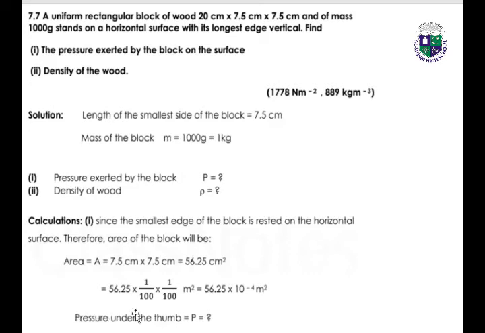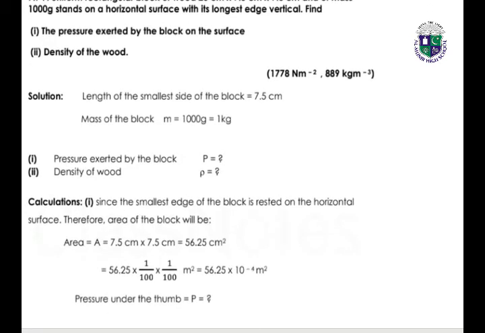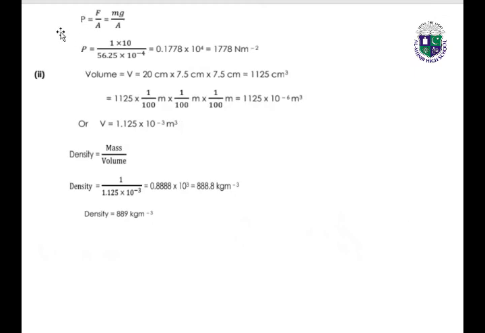To find the pressure, we will take the same formula, force over area. Here force is equal to mass into gravity. So by calculating all the given values we will get the pressure. To find the density we will take this formula of density, mass over volume. By calculating all the given values in this formula we will get the density, which is 889 kilograms meter cube.